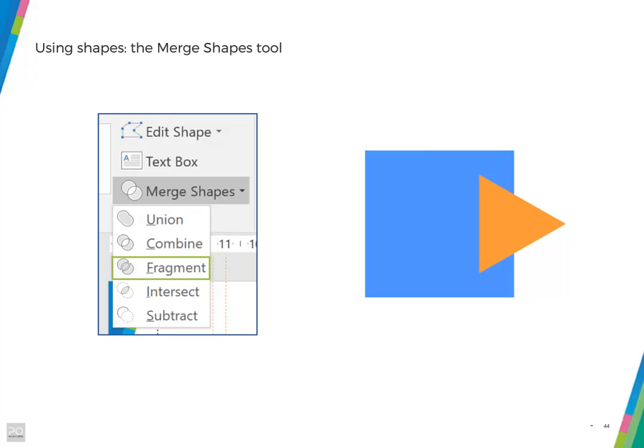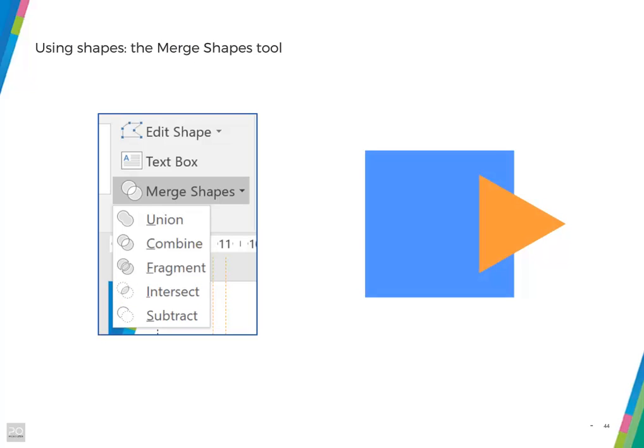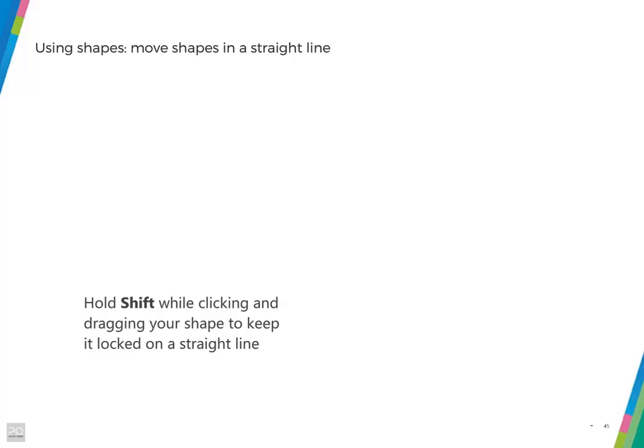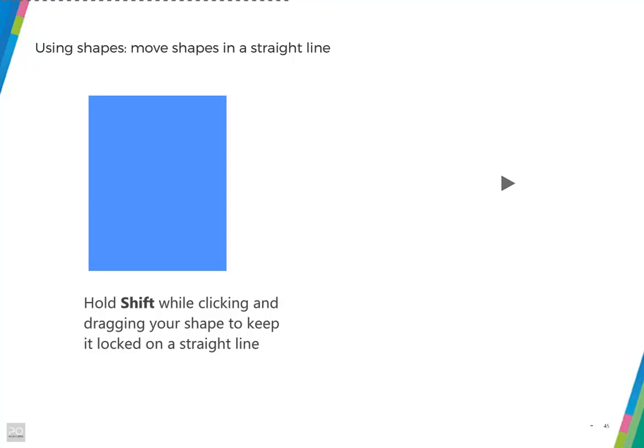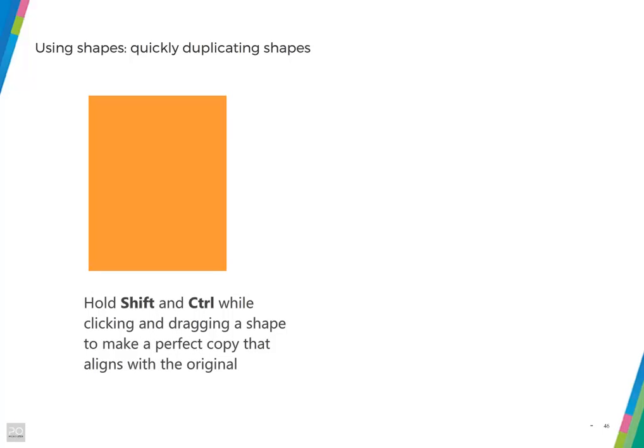The Fragment option breaks the selected objects up into their overlapping parts. The Intersect option keeps only the part where the shapes intersect or overlap. And finally, the Subtract option subtracts the second selected shape from the first selected shape. Now for a helpful shortcut to move shapes in a straight line across your page. Simply select the shape, hold Shift and drag it across. And if you're happy with the placement of a particular shape and wish to duplicate it quickly, you can select the shape, hold down Shift and Control key and drag it across.